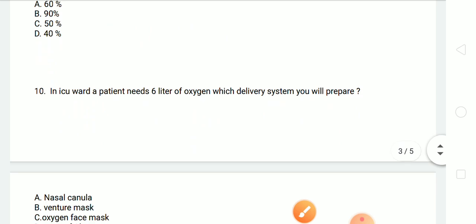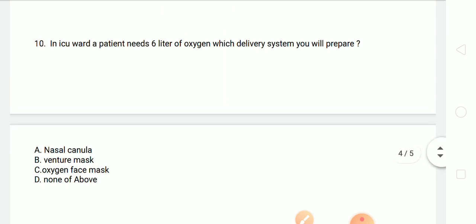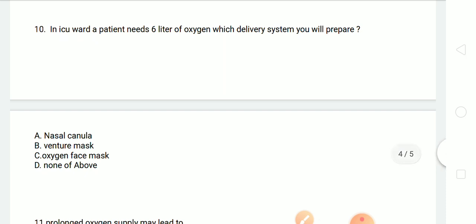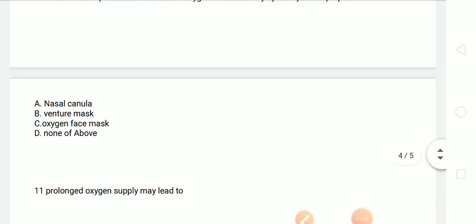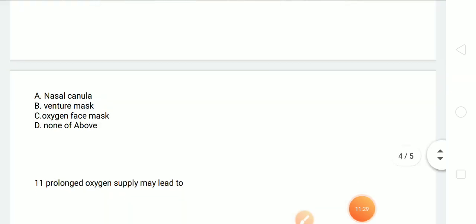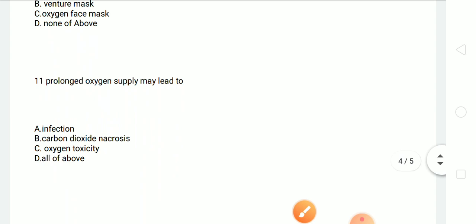Next question, in the ICU ward a patient needs 6 liter oxygen, which delivery system will you prepare? The correct option is Venturi mask. Venturi mask is the best for giving this type of concentration or amount of oxygen.